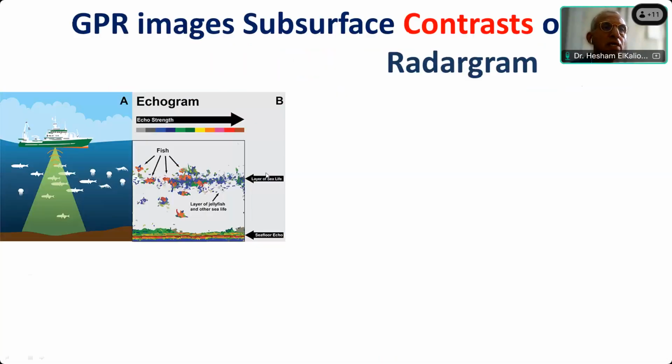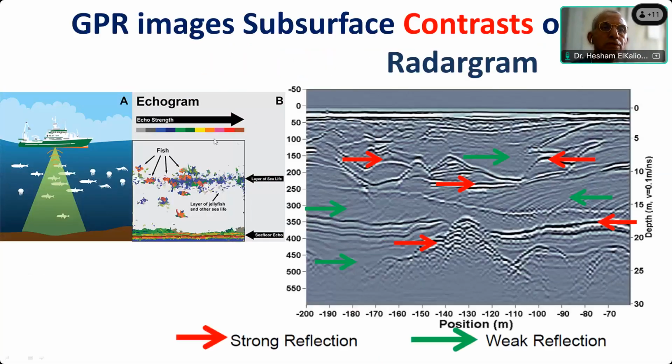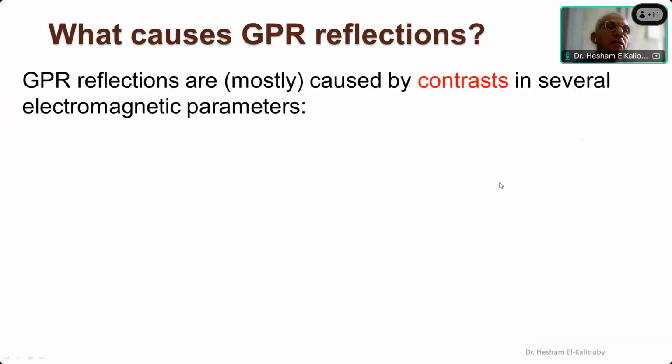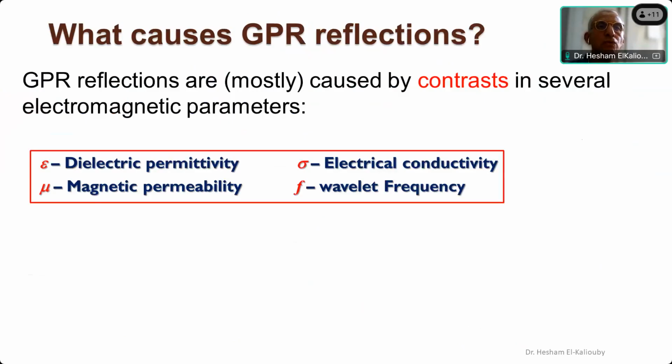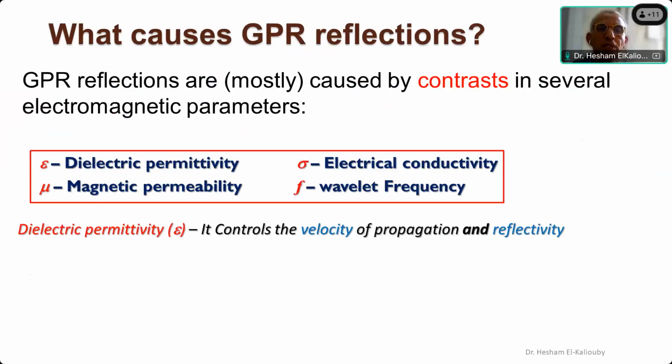Similar to this echogram, we have what's called a radargram in GPR. As you can see in this radargram, some reflections are very strong and some are much weaker. Whether these reflections are strong or weak depends on the contrast in the physical properties of the subsurface. Basically, there are 4 physical parameters that control these contrasts: electric permittivity, electric conductivity, magnetic permeability, and frequency. These 4 parameters control the contrast in the subsurface. Permittivity actually controls the velocity of propagation and reflectivity.